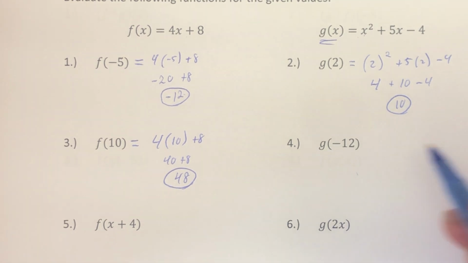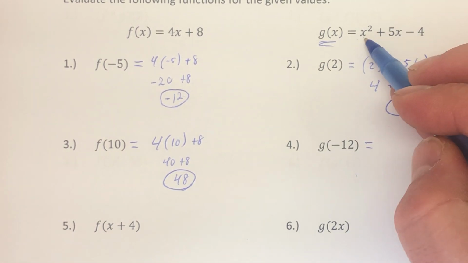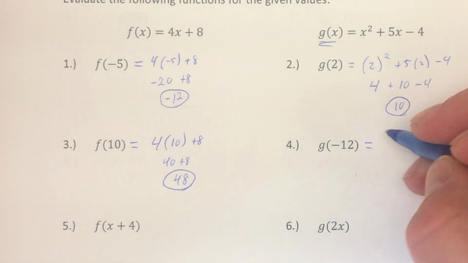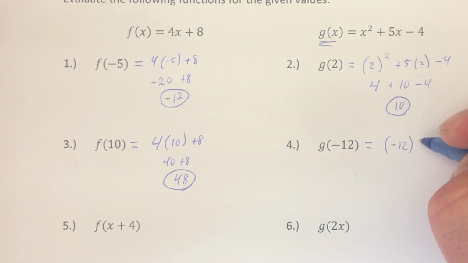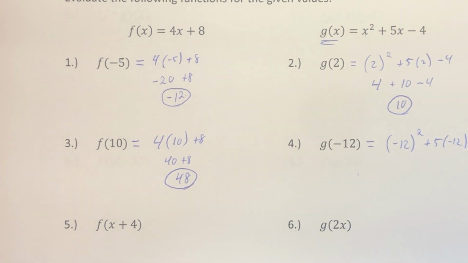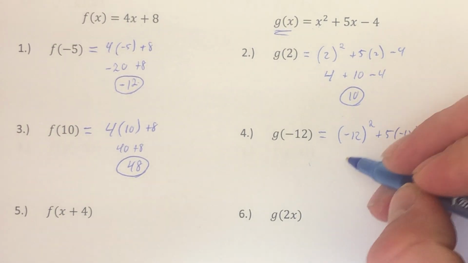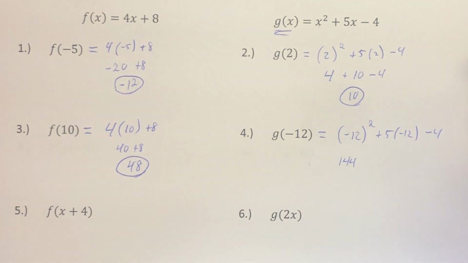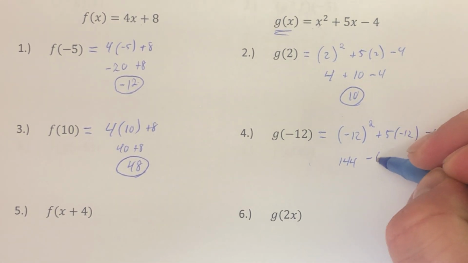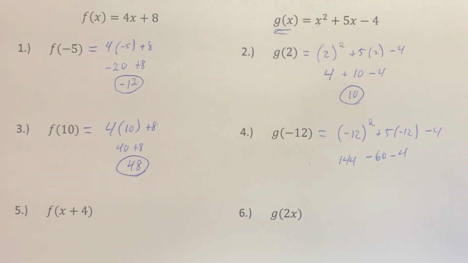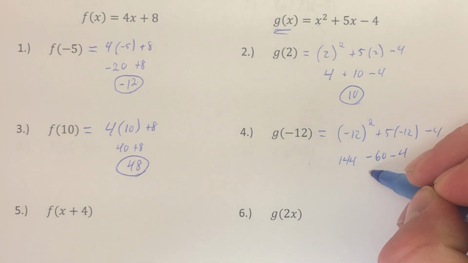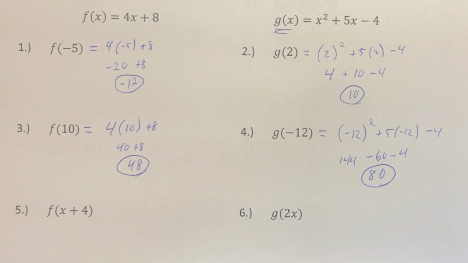Now if we go to g of negative 12. Using g's function, wherever I see an x, I replace it with negative 12. So again, let's put it in parentheses, negative 12 squared plus 5 times negative 12 minus 4. If you forget to put that in parentheses and you do it in your calculator, you will get the wrong answer. So when I do negative 12 squared, I get positive 144. 5 times negative 12 is negative 60, and I get minus 4. So 144 minus 60 is 84, minus 4 is 80.